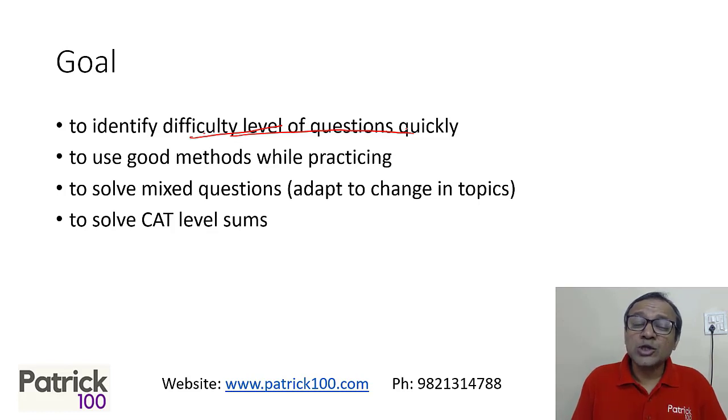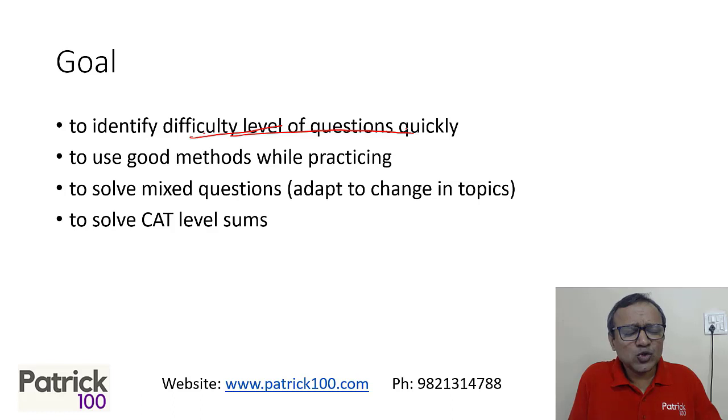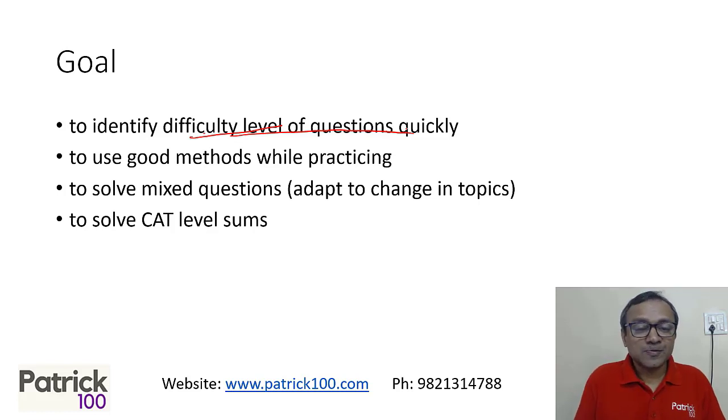Second, you need to be able to use good methods. Good methods help you solve questions faster. If you solve by normal methods every time, you will not improve on your speed and you will score the same marks. The way to improve your score after a particular level is to improve your methods. So that practice should help you improve your methods.